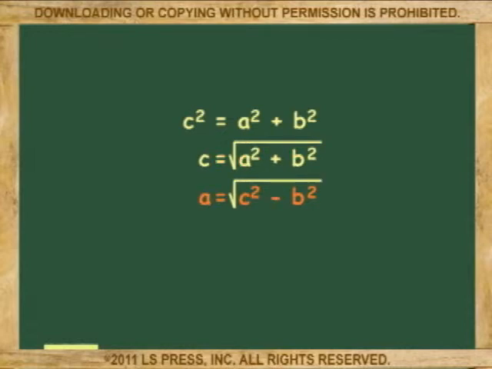The Pythagorean theorem can be stated using the following formulas to compute each side. The hypotenuse, which is side C, is found by the square root of the addition of the squares of side A and side B. Side A is found by the square root of the subtraction of the square of side B from the square of side C. And side B is found by the square root of the subtraction of the square of side A from the square of side C.